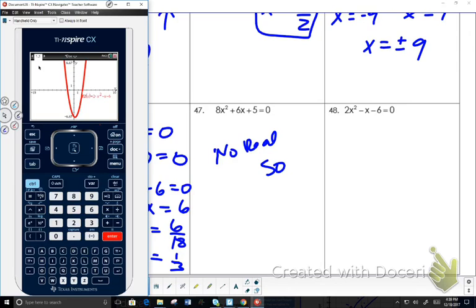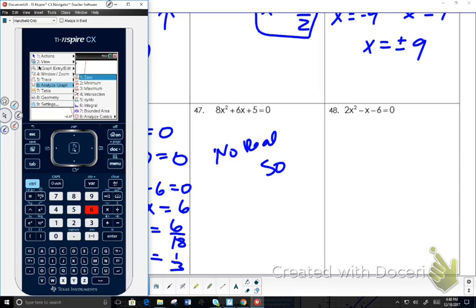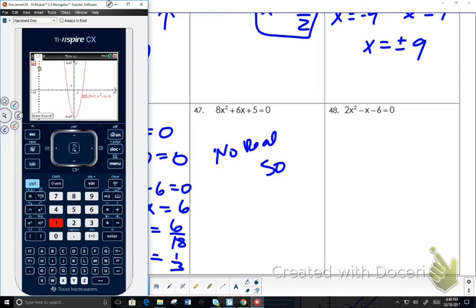So to find them, we do menu, analyze graph. We're going to do 0. You want the lower bound, which means you just want it to the left of it. Then you want to slide it to the right. As soon as it passes it up, it's going to give you an answer. So negative 1.5 is one of those solutions.